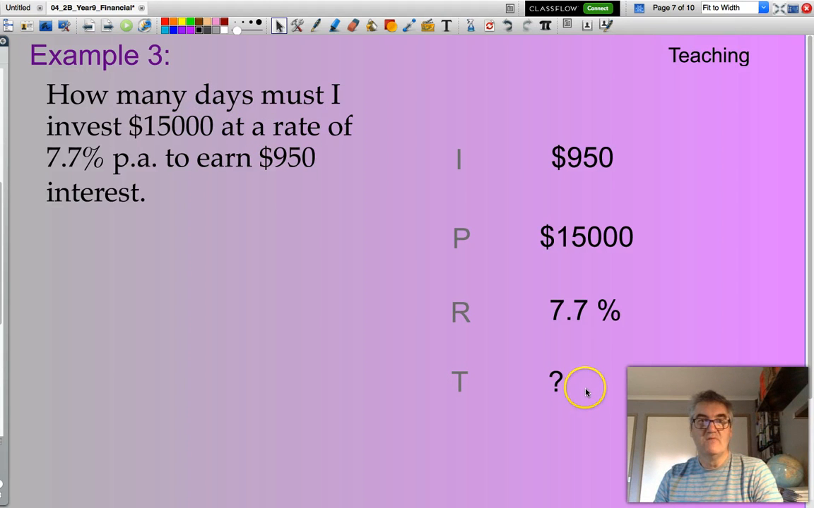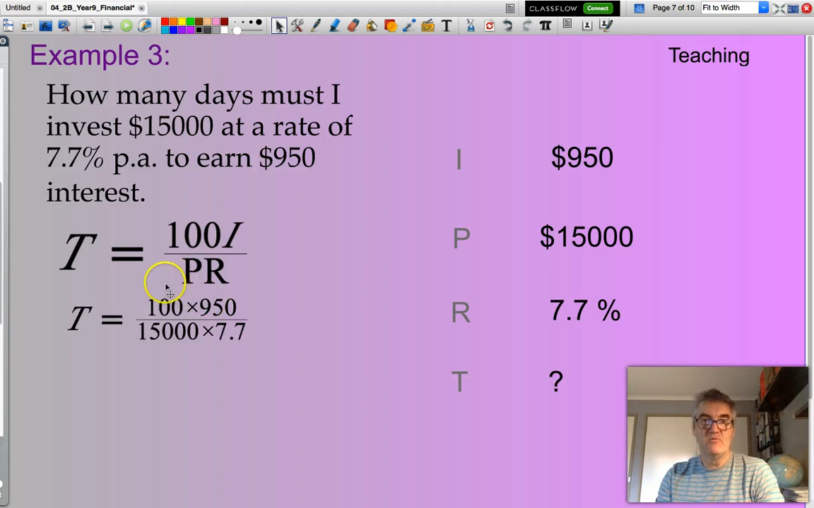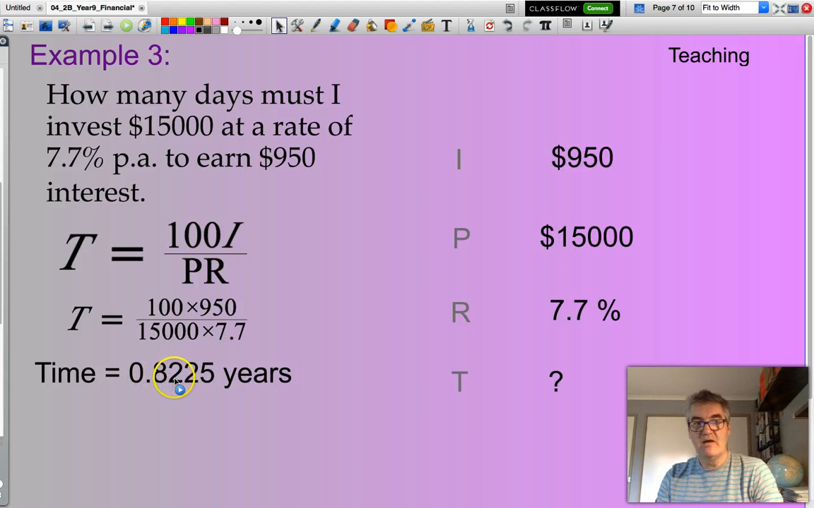So the formula that I'll use is the time equals 100 multiplied by the interest divided by the principal multiplied by the rate. So put the numbers into that equation, you'll end up with 100 multiplied by 950, divided by 15,000 times the 7.7. The time equals 0.8225 years.